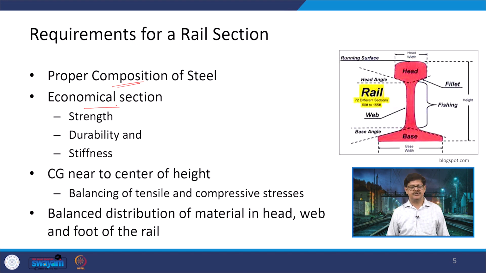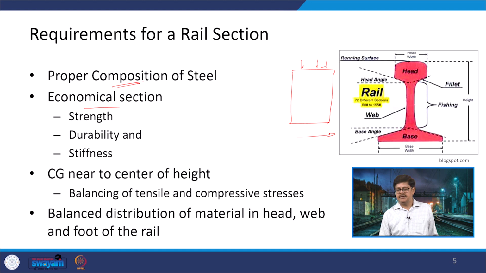Now, when you say the section has to be economical, one way could have been that we provide a rail like this as a block. But based on what type of stresses are going to be there at different locations, the designs are made. So, there are different types of designs. One design has been shown on the right hand side, which is a flat footed rail, where you find it has a base, a web and a head. So, three parts are there, and all of these three parts have different amounts of metal.